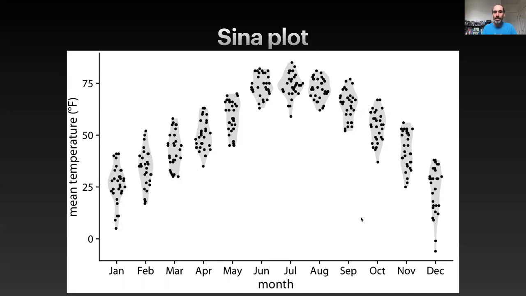So this is a particularly neat visualization, and it is generated by combining the violin plot with this sina statistic within another package called ggforce, which is outside of the base ggplot package, but it's easy to download in R.